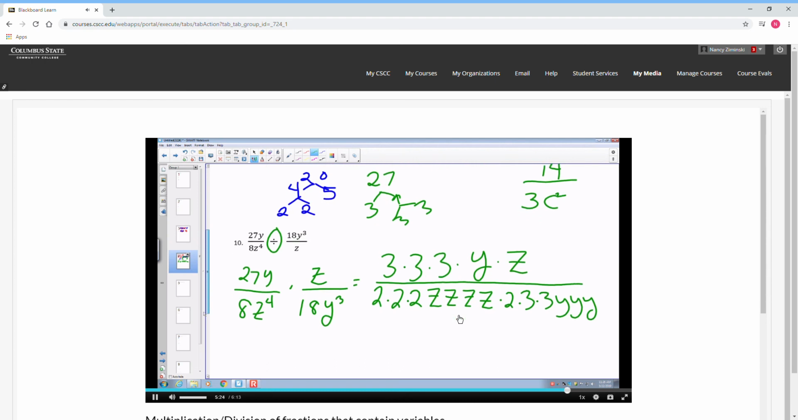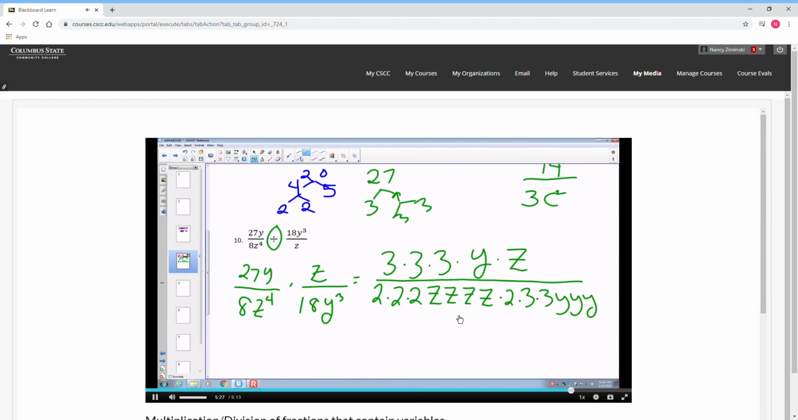And now I'm going to divide out common factors. So I have 3 divided by 3, 3 divided by 3, and here I have y divided by y, and z divided by z. So I'm going to multiply together what's left in the numerator and denominator. So I have 3 in the numerator, and 2 times 2 is 4, times 2 is 8, times 2 is 16, z to the 3rd power, and y squared.